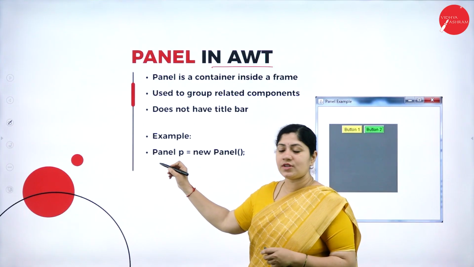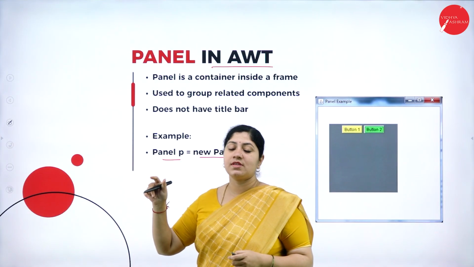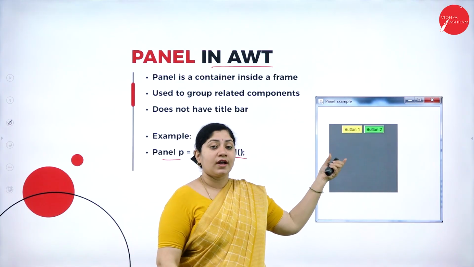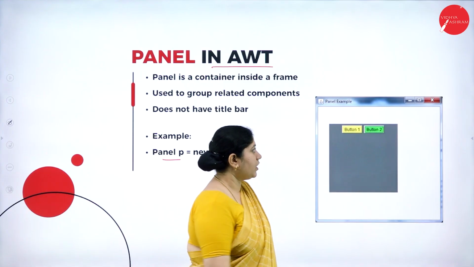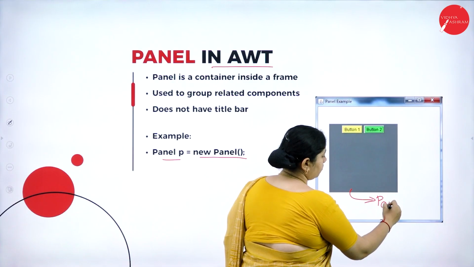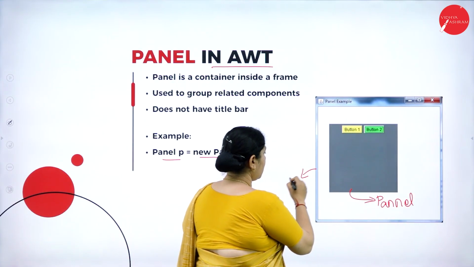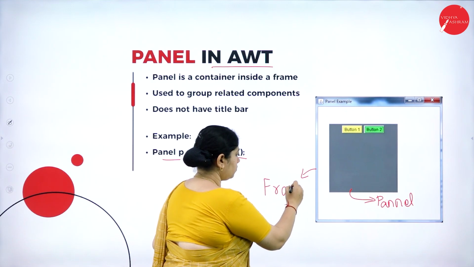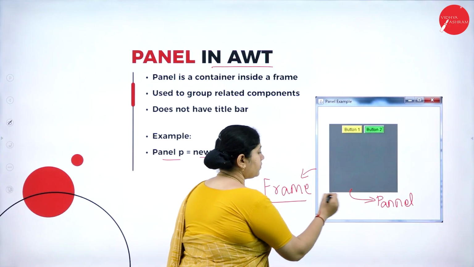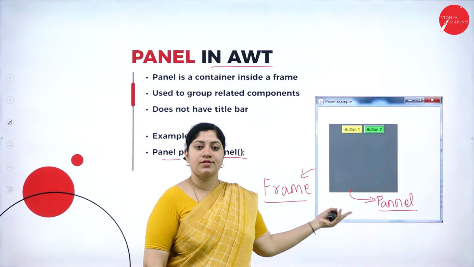And the declaration example: Panel p = new Panel(). So Panel is the method that we are supposed to use in order to create a separate container inside the frame. Now with respect to this, we can call this a panel, and the main window, this is a simple frame. So this is called a frame, and the small box that is being created, we can call it a simple panel.